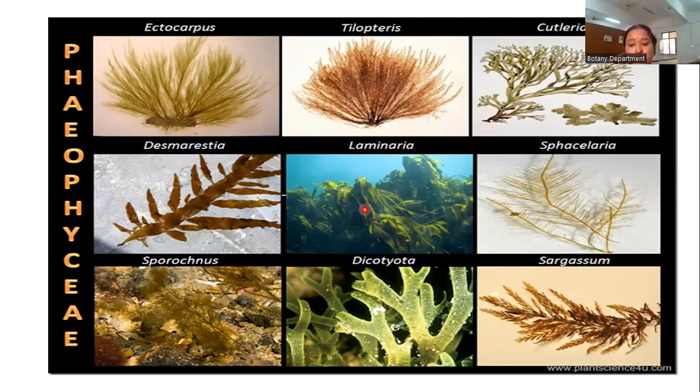Another very important characteristic feature is there in this class. The main habitat of this class, Phaeophyceae, is mostly the cold Arctic and Antarctic regions. They are mainly marine algae. Some species include Fucus and Laminaria.